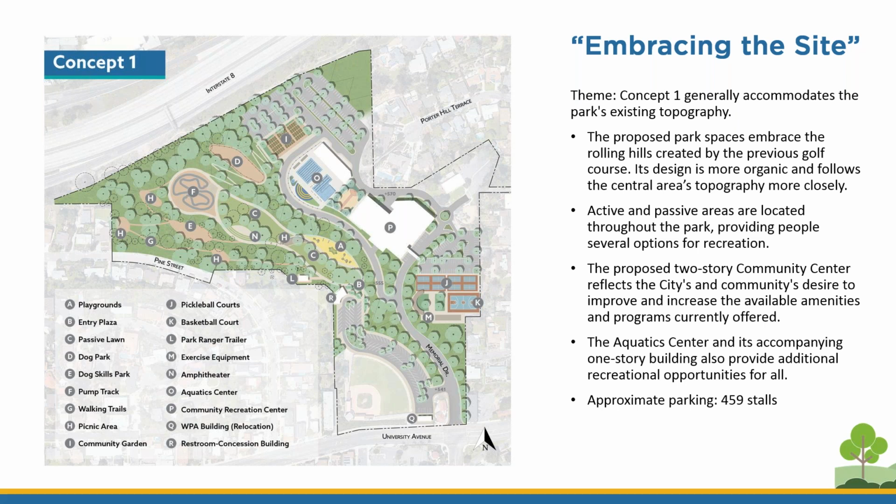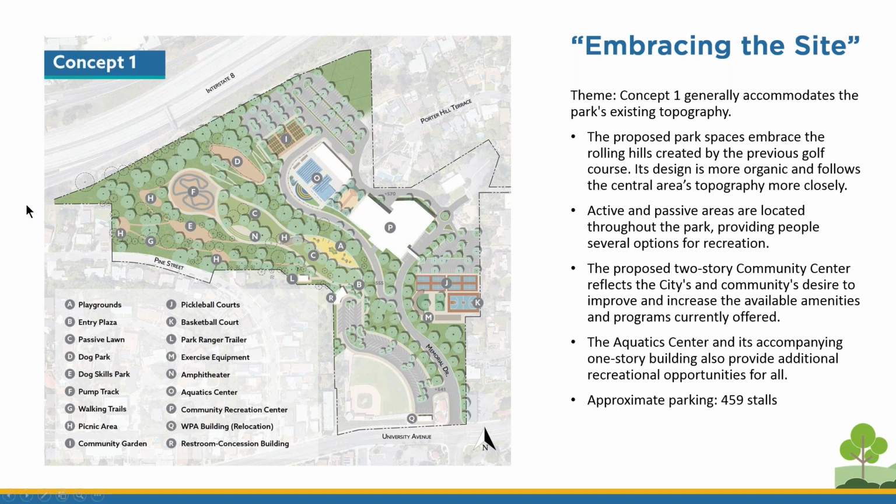Additionally, by building a new community center, we're able to include pickleball courts and a basketball court in the footprint that was previously occupied by the community and recreation centers. The concept attempts to save as many mature trees as possible. New trees are planted to supplement those that will inevitably be removed.